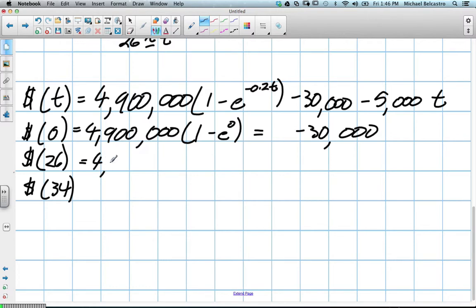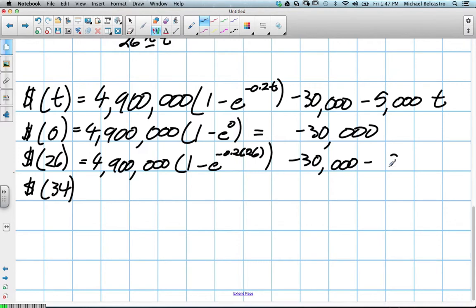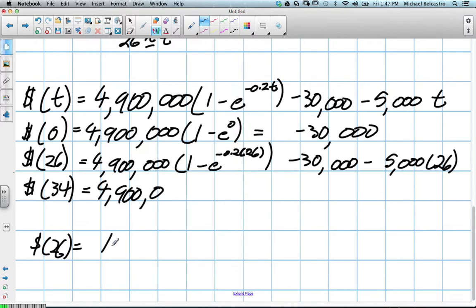Our second case, we plug in 1 minus e to the negative 0.2 times 26, minus 30,000, and then minus 5,000 times 26. Now here's a little more difficult. So I will give you hopefully a value of that in a second. And the last one I'll write out. Whenever you're ready, just tell me. 4,700,000. Perfect.